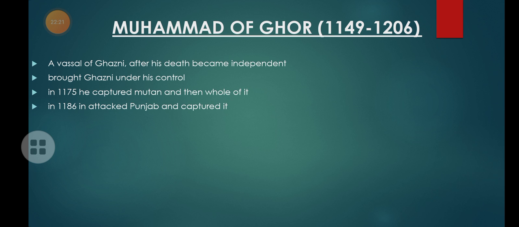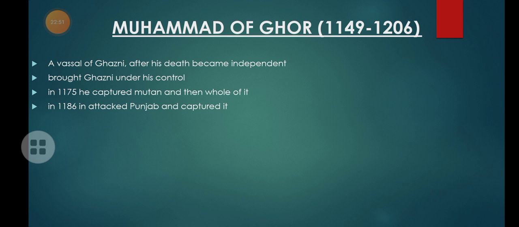So after becoming the ruler, after taking control of the places ruled by Mahmud of Ghazni, Mohammed of Gore turned his attention towards India. But not like Mahmud of Ghazni. That fellow would come and loot and run away. But this fellow, Mohammed of Gore, wanted to permanently conquer India.